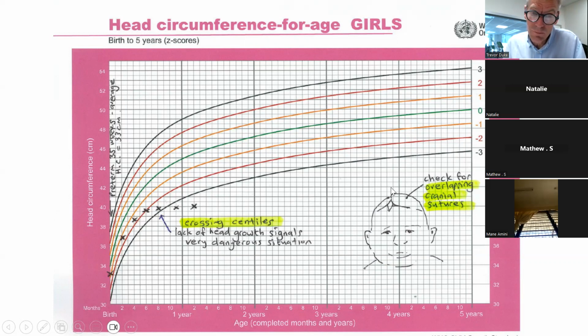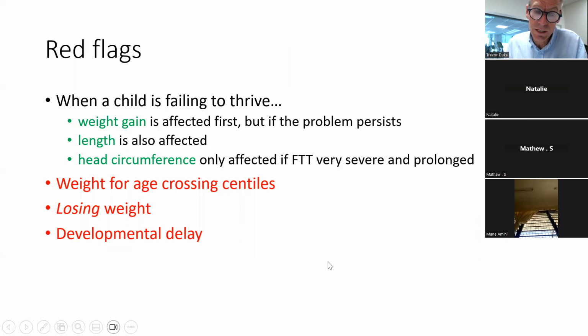Usually, failure of head growth takes a bit longer to identify. But typically, when a child's failing to thrive, their weight gain is affected first. But if the problem persists, if it's not addressed, then their length is also affected. They get stunted. And then their head circumference is only affected when the failure to thrive is severe, and usually when it's prolonged.